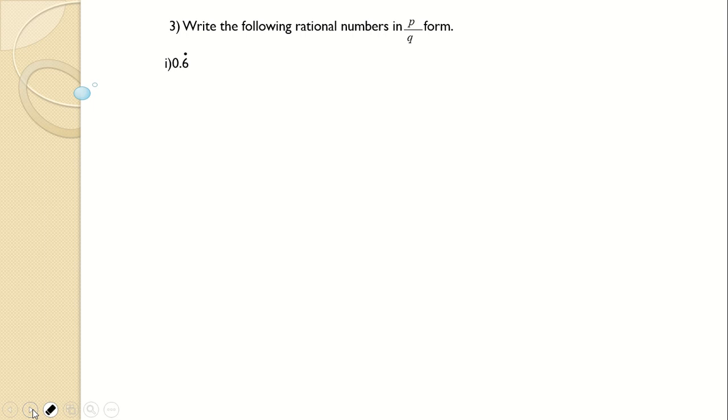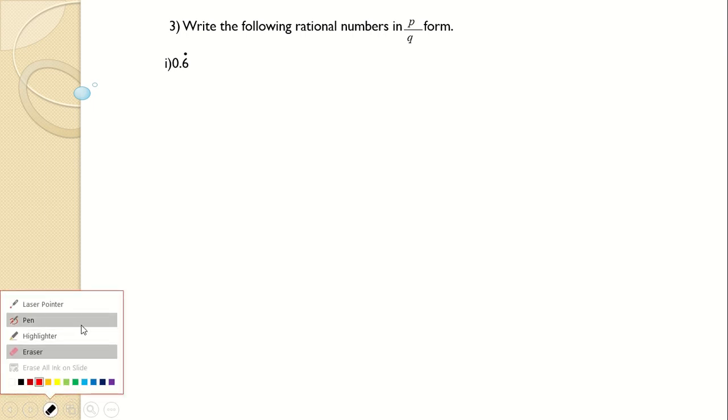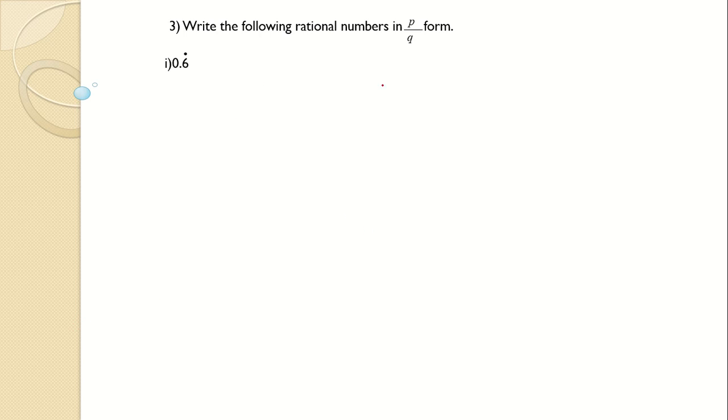0.6 dot. Now, this is something you have to understand, the steps. Once you understand the steps, then you will never go wrong. And if you understand the first sum, you will do all the 5 sums on your own. Okay. Now this is given. In the earlier sums, it was given in p by q form and we converted it to decimal form. Now it is given in decimal form. You are asked to convert it to fractional form or p by q form.